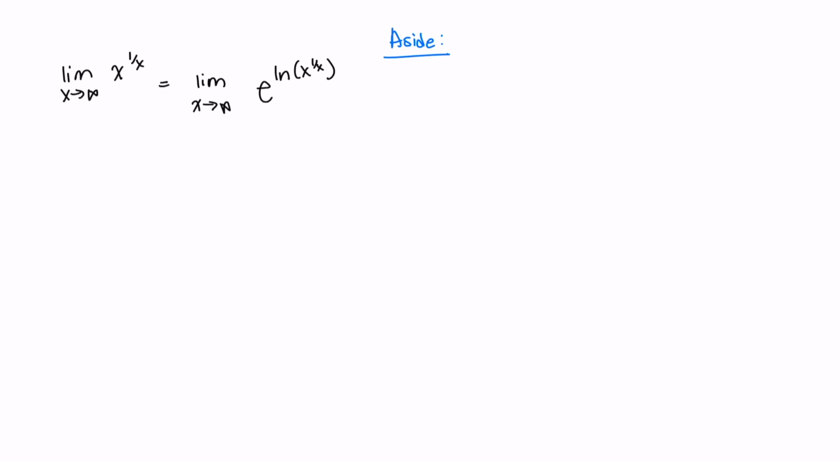Now, why can I do that? Well, that's because if I have e to the ln of, say, x, that's just equal to x. These two functions are each other's inverses. And when you compose a function and its inverse, you get back just whatever input you had. Why am I going to do this? There's a particular limit law that allows me, in essence, to push my limit inside of a composition of functions. So really, I have e to the power of the limit as x approaches infinity of ln of x to the 1 over x power.